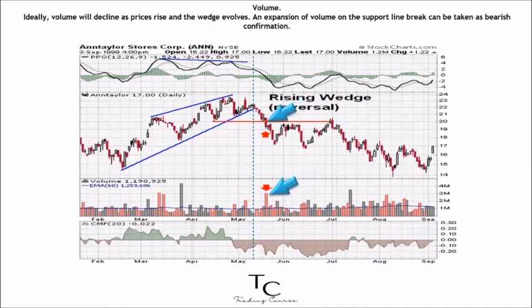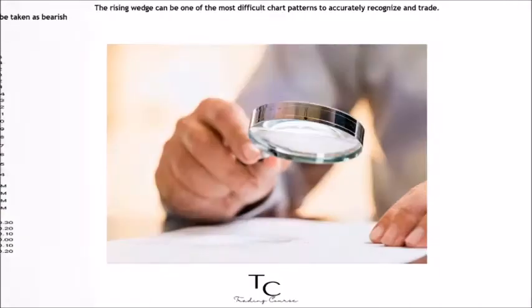Volume. Ideally, volume will decline as prices rise and the wedge evolves. An expansion of volume on the support line break can be taken as bearish confirmation. The rising wedge can be one of the most difficult chart patterns to accurately recognize and trade.